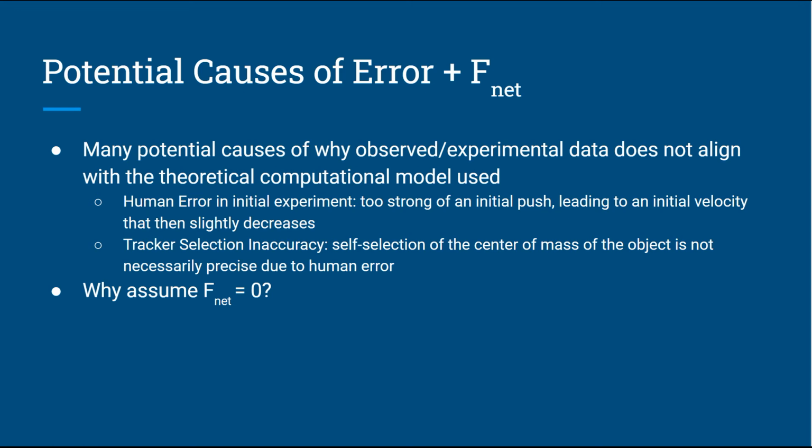Also, why can we assume Fnet equals 0? Because there are four forces acting on the object. The force of the ground, which is the same magnitude as the force, which is the weight of the ball or the other object, into the ground. There's also the force of friction and the force of the initial push. These four forces balance out and allow us to assume that Fnet equals 0.